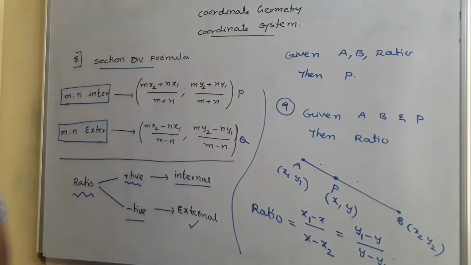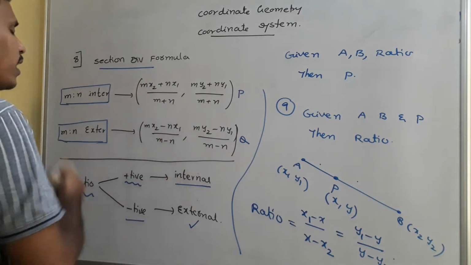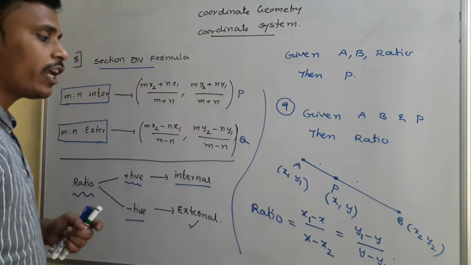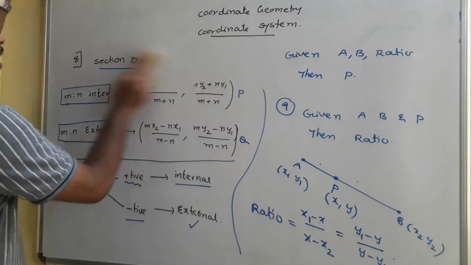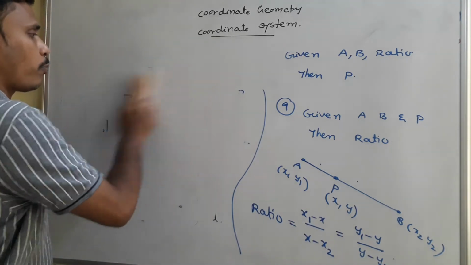Finding the point if the ratio is given, that is the section division formula. Finding the ratio if the point is given, that's another version of the section division formula, and we mentioned it as the 9th point.